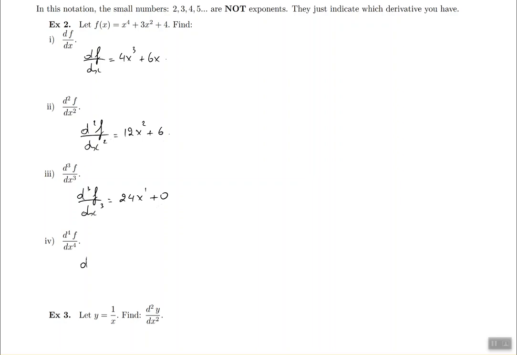And then finally, the fourth derivative. And again, in this case, the derivative of 24x is going to be 24. And the derivative of 0 is going to be 0, so I'm not going to write it down.